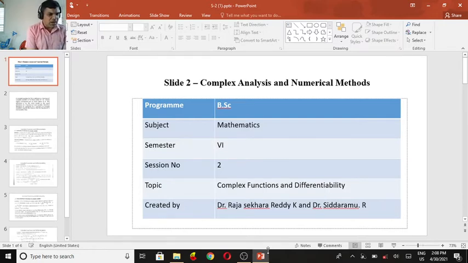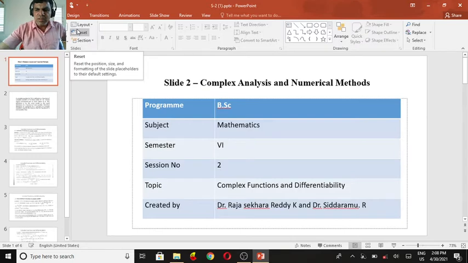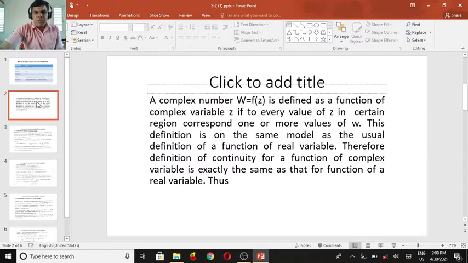Here, a complex number w equal to f of z is defined as a function of the complex variable z. For every value of z in a certain region, it corresponds to one or more values of w. The same works in the field of real functions. If for every value of z in a certain region there corresponds one or more values of w, this definition is the same model as the usual definition of a function of a real variable.